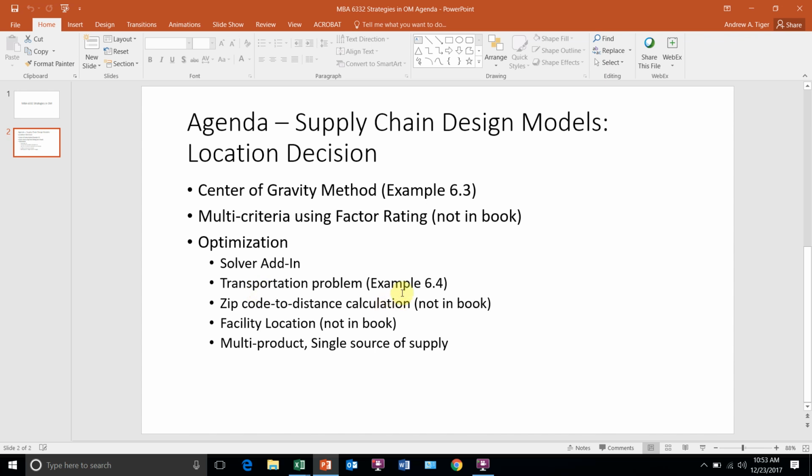Look, in this video we do example 6.4 in the book. It's a basic transportation problem. We're not really choosing a location. We're choosing from existing locations how much to use each of these existing locations. And it's shipping from a capacity choice to a demand center. So it's a from-to type problem.